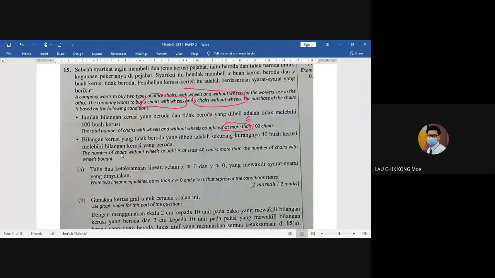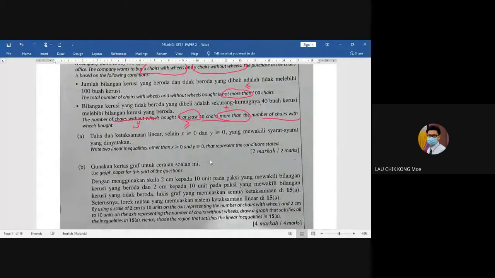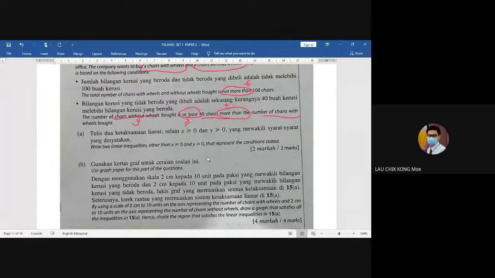Number 2, the number of chair without wheels, this one is Y, is at least 40 chairs more than. At least, what do you mean by at least? Greater than or equal to. 40 chairs more than, so plus 40, or 40 plus X, because the number of chair with wheels. So first of all, you need to write 2 linear inequalities.